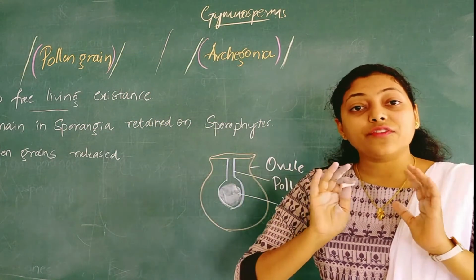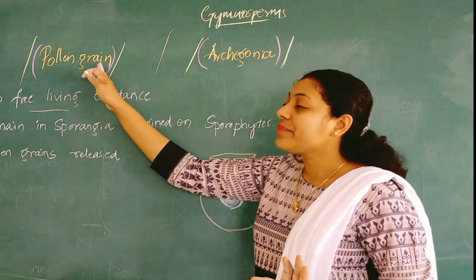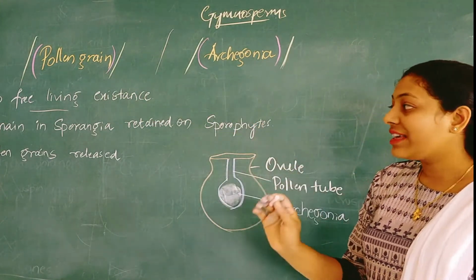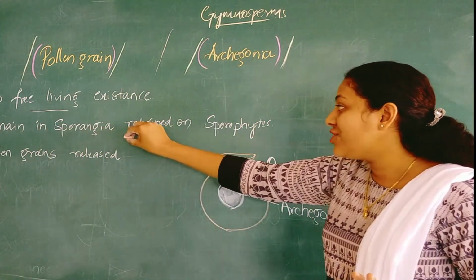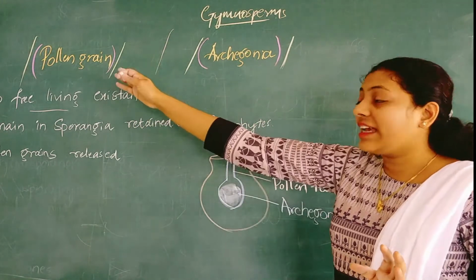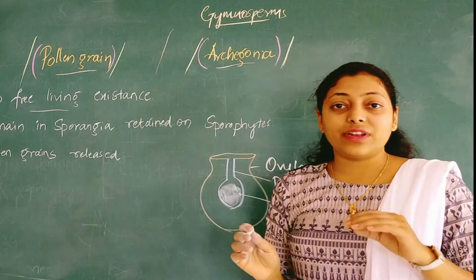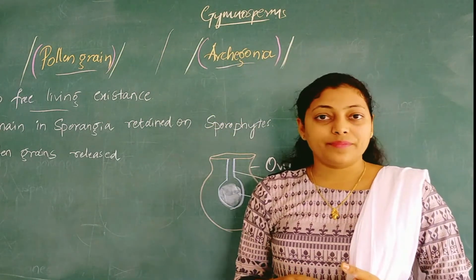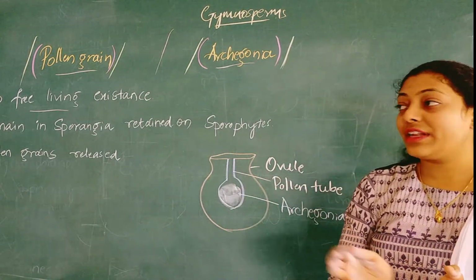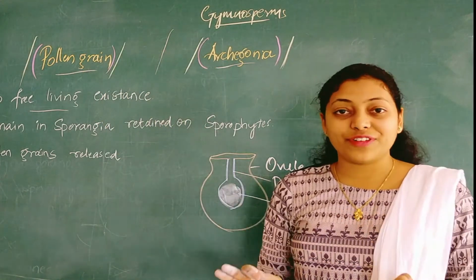Okay, they are not free living because they are covered by microsporangia and macrosporangia. They remain in sporangia, retained on sporophylls. That's why the gametophyte, that is the pollen grain and Archegonia, are not at all free living. They still need the protective covering, and due to the presence of this protective covering, we see that they are not free living.